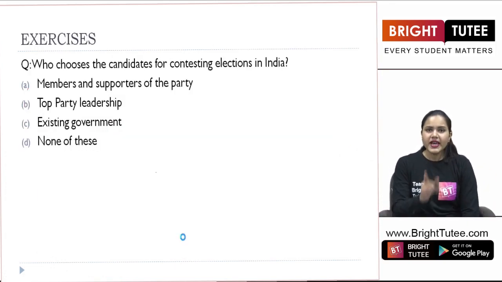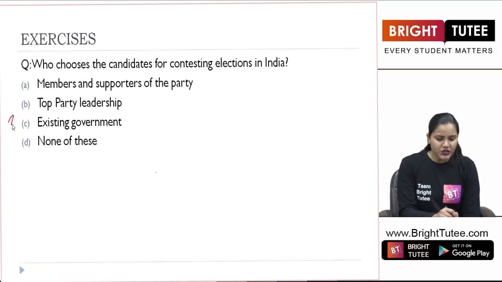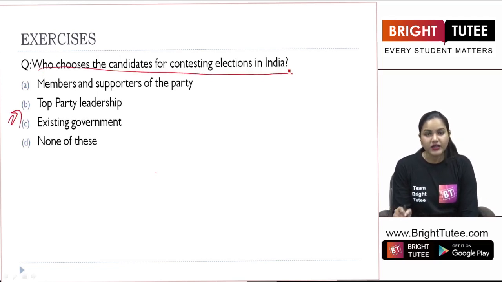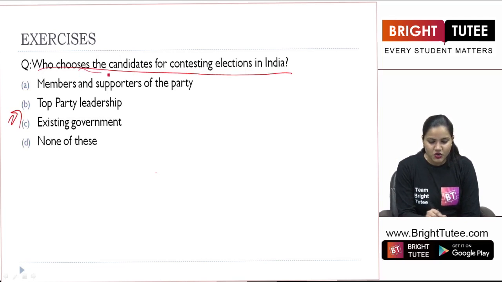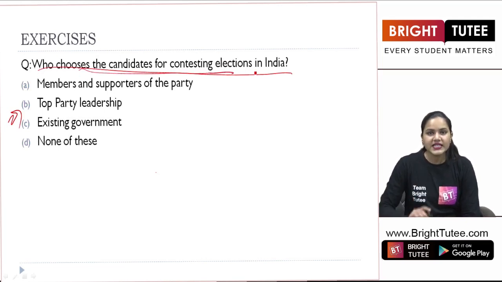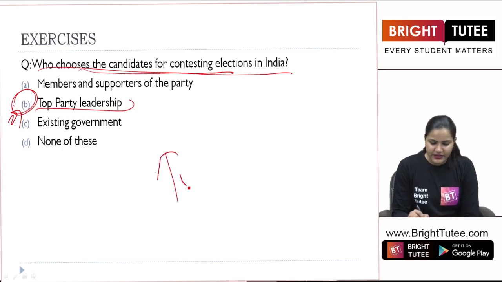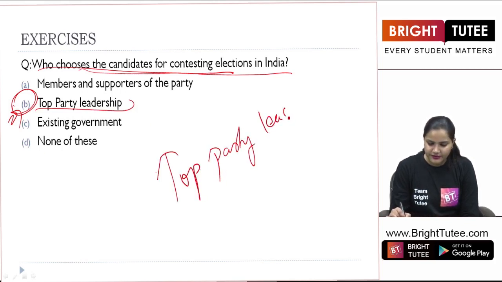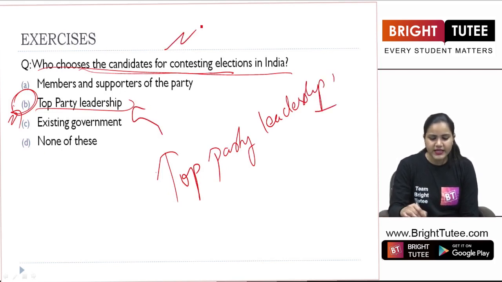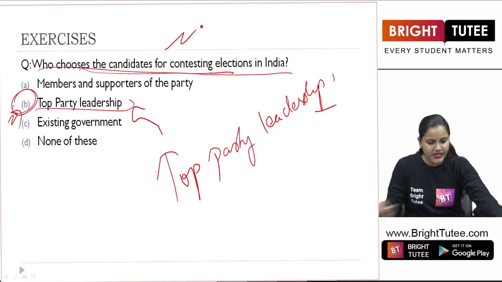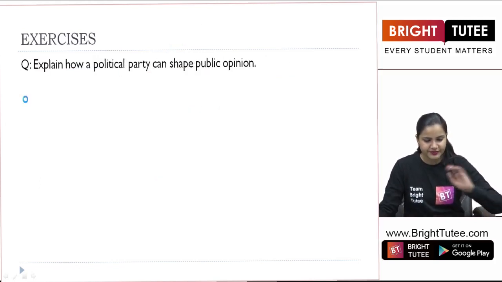Now, coming to the exercise section here. Students, you have already learned this part. Now, when we are talking about choosing the candidates for contesting elections, I have told you earlier that it is the top party leadership in our country who chooses the candidates for contesting elections. So, the correct answer here is B.